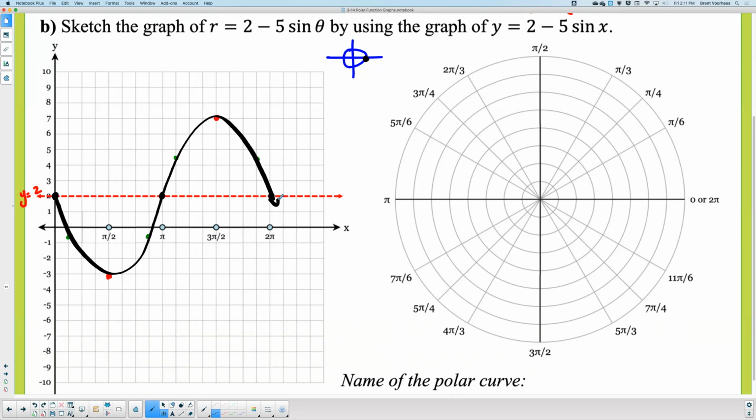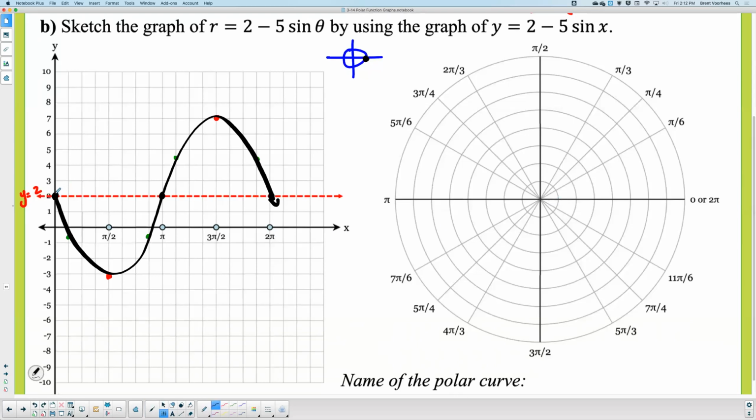Let's plot these points. Remember, if it's above the x-axis, that translates to going towards the angle. If it's below the x-axis, that translates as going away from the angle. And finally, if it hits the x-axis, that means we're going to hit the pole. Okay, so let's graph this.